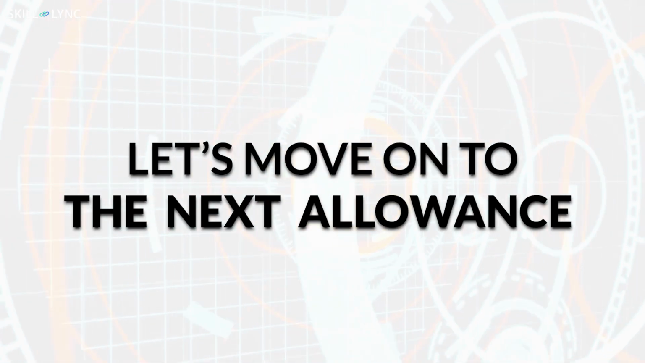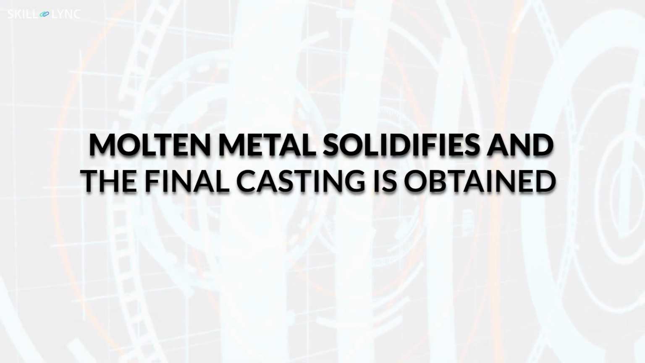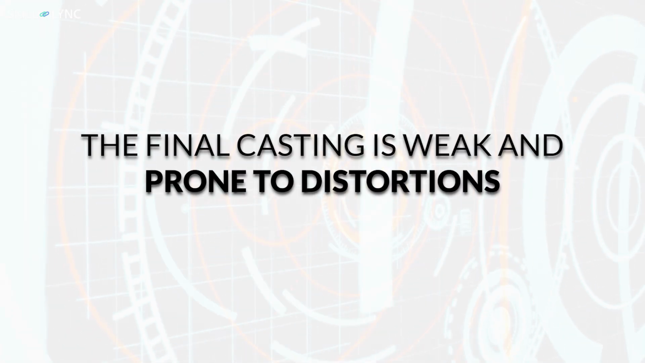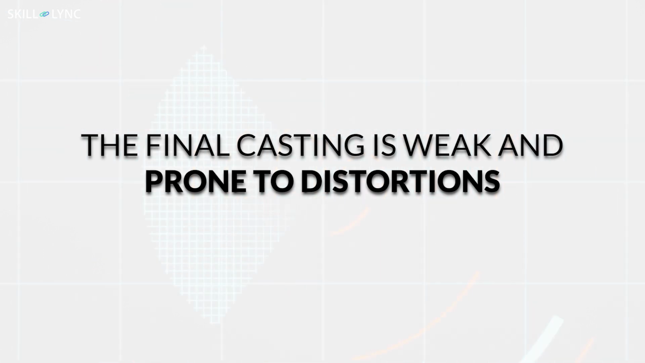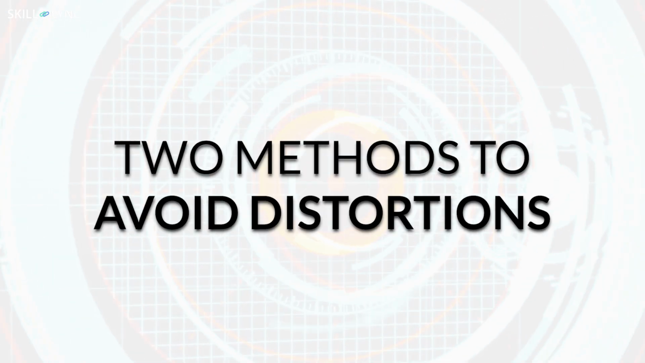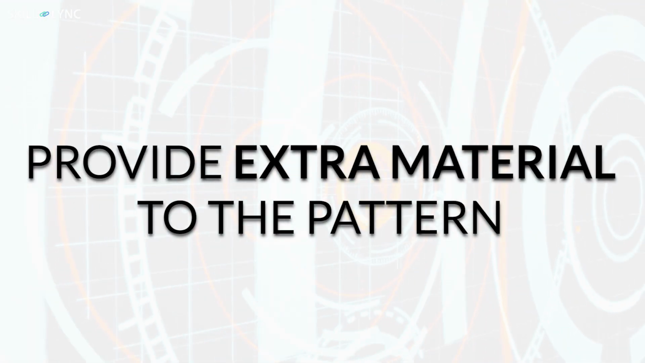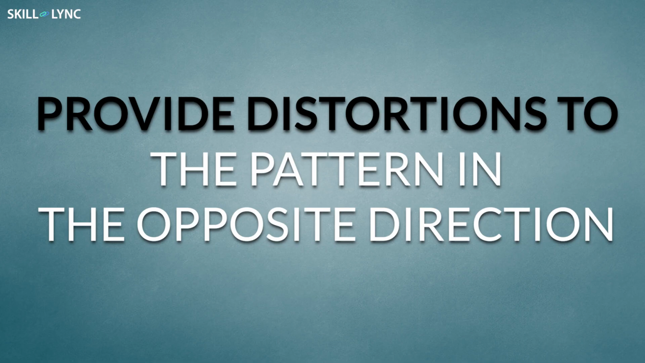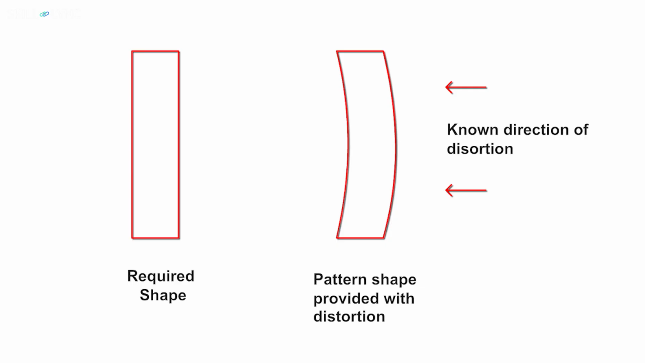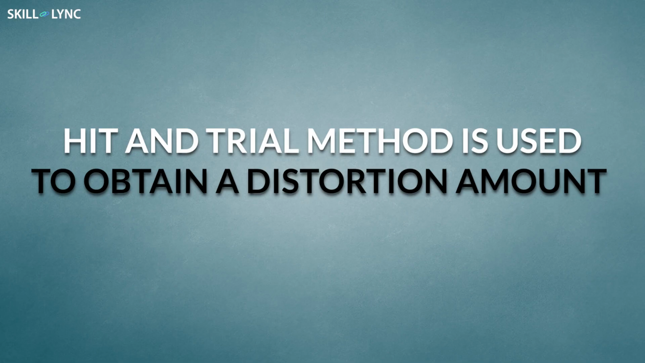Let's move on to the next allowance, distortion allowance. We know that the molten metal solidifies and the final casting is obtained. However, the final casting is weak after solidification and is prone to distortions. There are two known methods to avoid distortions. The first method is providing extra material to the pattern which makes up for the distortions. The second method is providing a distortion to the pattern to counter the distortions that are likely to occur. As a result, the distortions cancel each other out and a final casting with good dimensions and surface finish is obtained. Distortion amount and direction can be obtained by the hit and trial method, thus making this method time consuming.